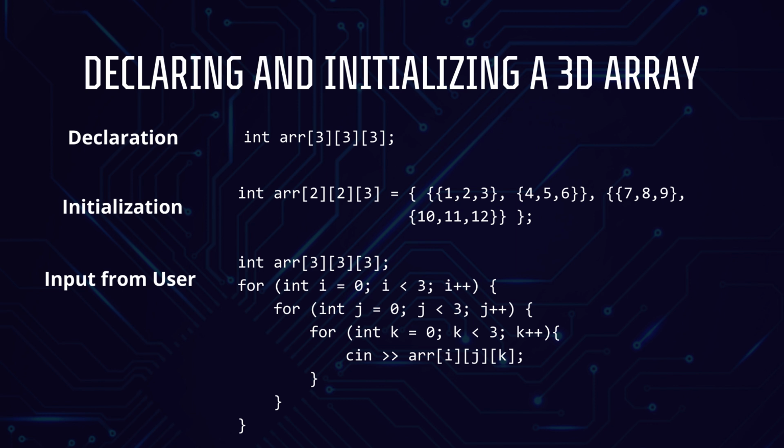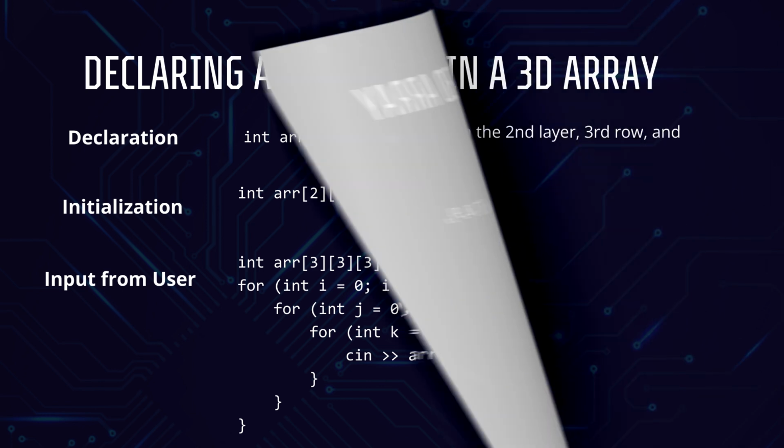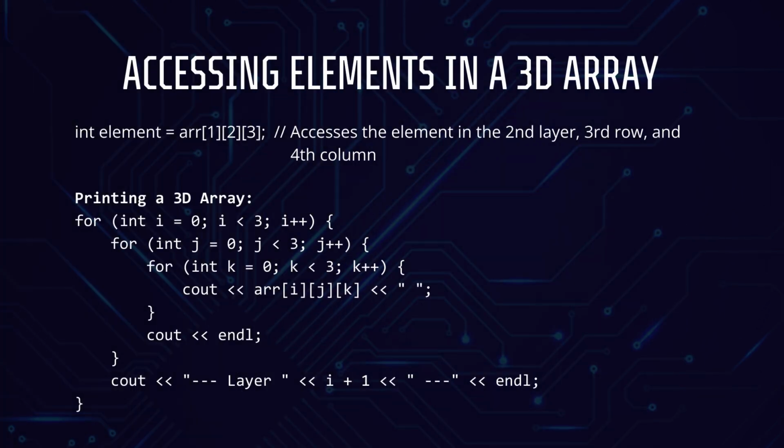This declares a 3D array with 3 layers, each containing a 3 by 3 grid. This creates a 3D array with 2 layers, where each layer has 2 rows, and each row contains 3 elements. You can also take input for a 3D array using nested loops. Accessing an element in a 3D array requires 3 indices, one for the layer, one for the row, and one for the column. You can print the entire 3D array using 3 nested loops.